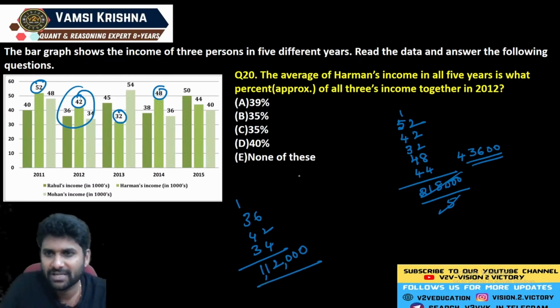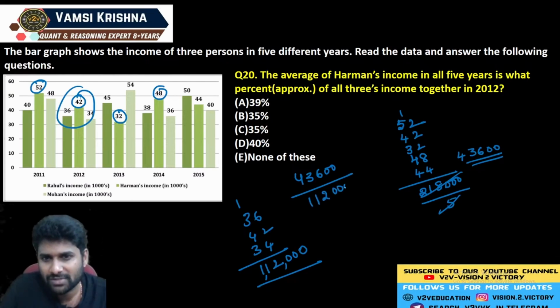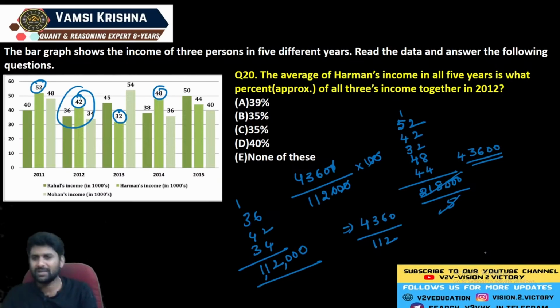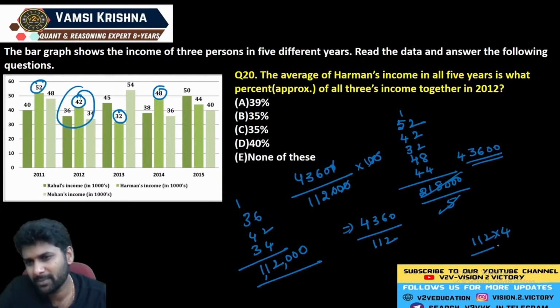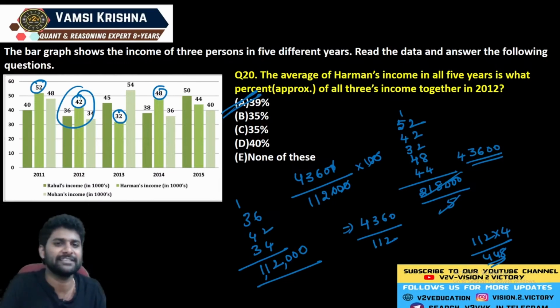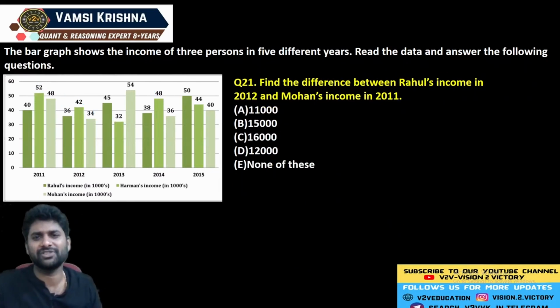It's 1,12,000. Here the question: 43,600 is approximately what percentage of 1,12,000? Now, 43,600 divided by 112,000. What's the calculation? Let me take 112 multiplied by 4. It's 448. See, it's nearer to 436, right? Definitely the answer should be nearer to 40 percentage. According to the options, it's 39 percentage. It's an approximation, right?